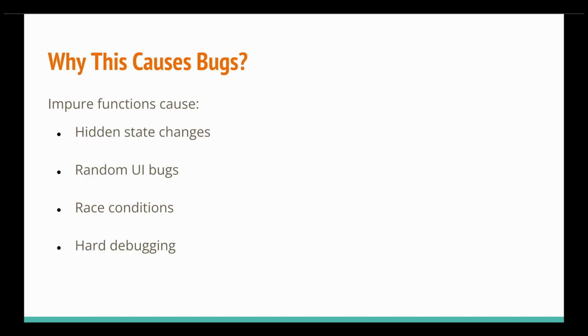So what causes these bugs and why? When functions modify shared data, problems start appearing. Multiple parts of the application may change the same variable, async requests may override each other, and debugging becomes extremely difficult. This is why pure functions are so important.